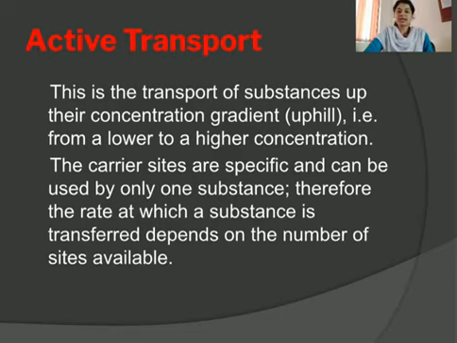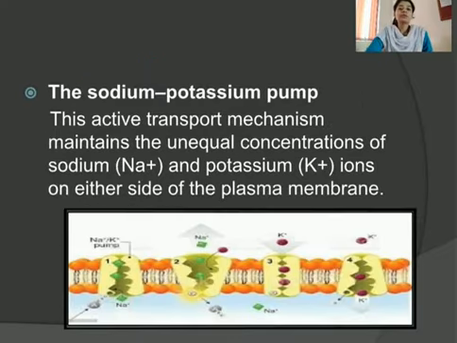Now the carrier sites are very specific and they can only be used by one substance. Therefore, the rate of movement depends upon the number of sites which are available for the transport, and the energy source is mainly in the form of ATP, adenosine triphosphate. Now in this, the first category was the sodium potassium pump.